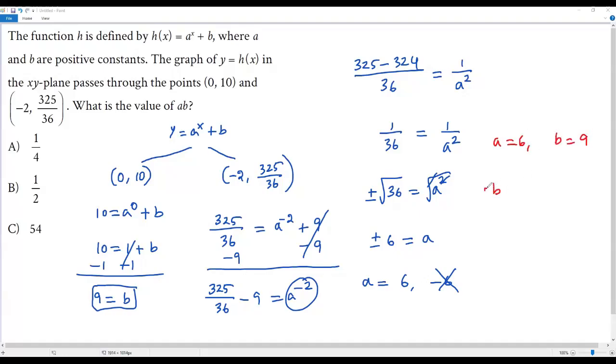Then what is the value of a times b? That is, a is 6 times b is 9. So 6 times 9 is 54. So the value of a times b is 54. The correct answer choice for this question is option C.